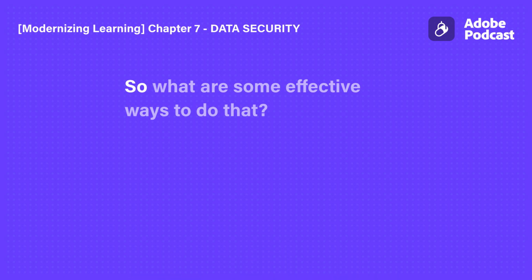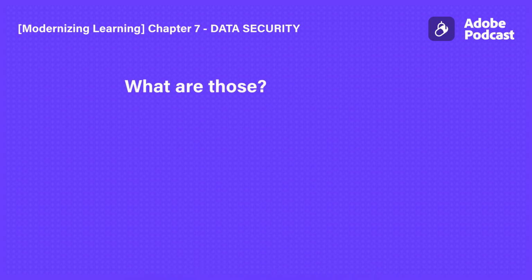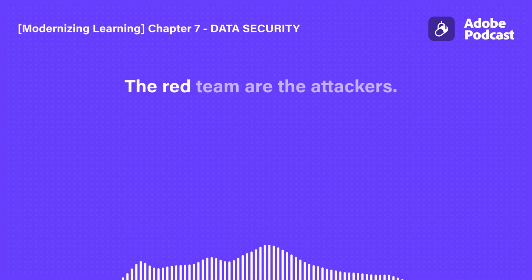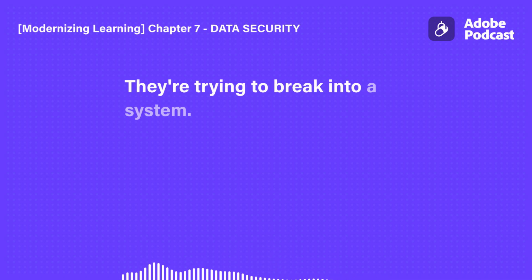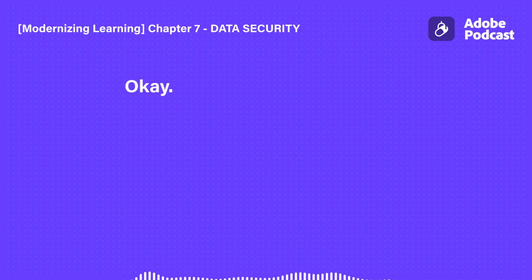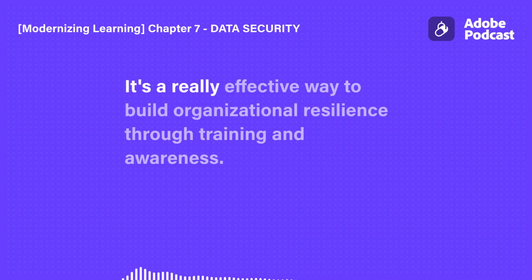Right. So what are some effective ways to do that? Well, the chapter introduces this concept of purple team exercises. Purple team exercises? What are those? Imagine a cybersecurity game where you have two teams. The red team are the attackers. They're trying to break into a system. Got it. And the blue team are the defenders trying to protect it. So the purple team brings those two teams together and encourages them to learn from each other's tactics. It's a really effective way to build organizational resilience through training and awareness.